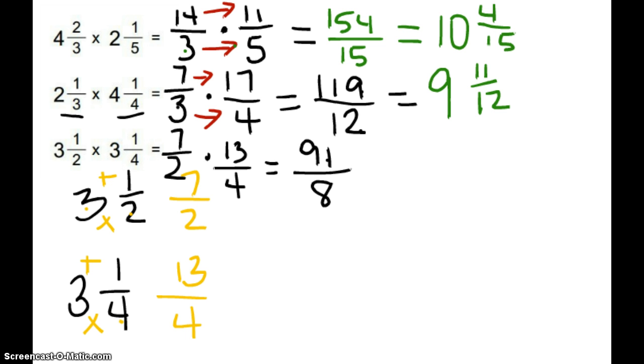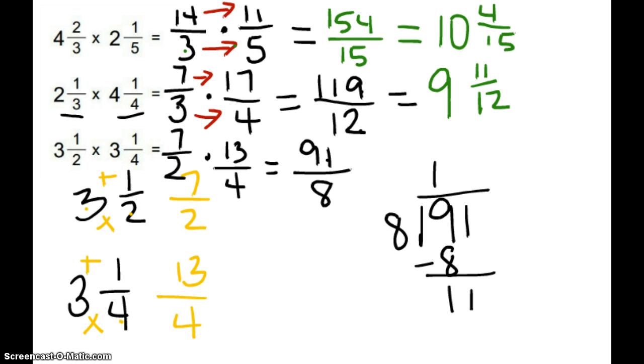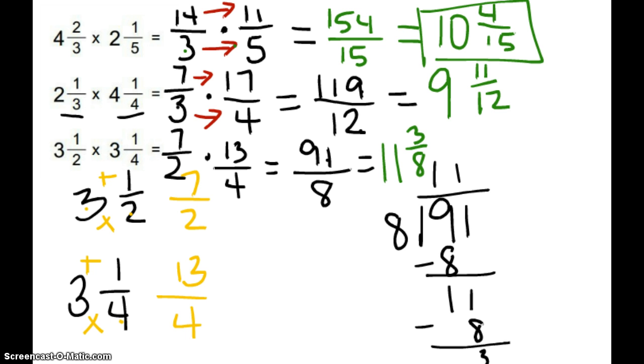So now let's divide 91 by 8. And so our whole number is 11, and we have 3/8 remaining. Make sure you box your final answers. All right. Again, I went through that really fast, but this is a video, so you can pause and rewind.